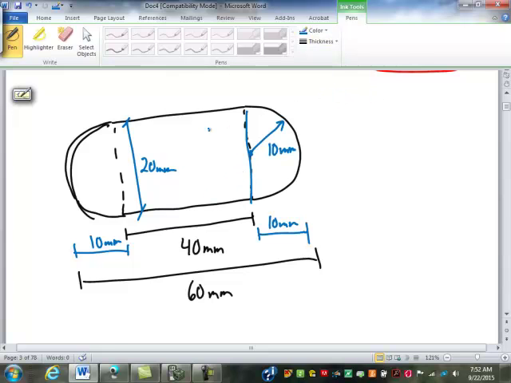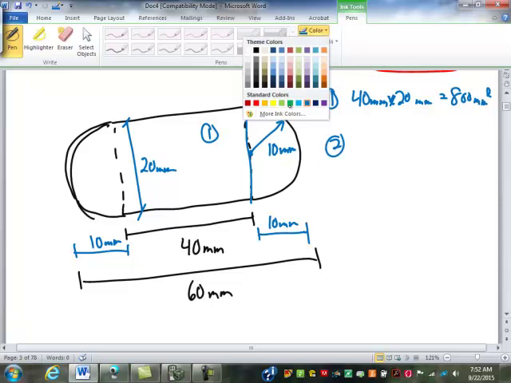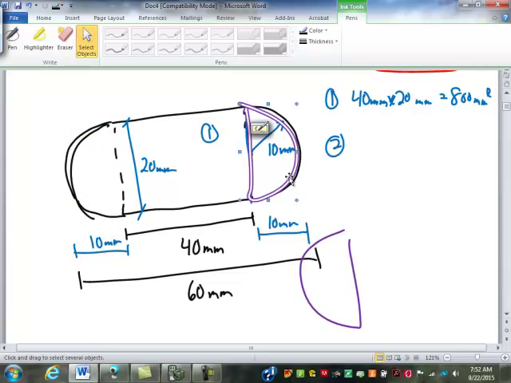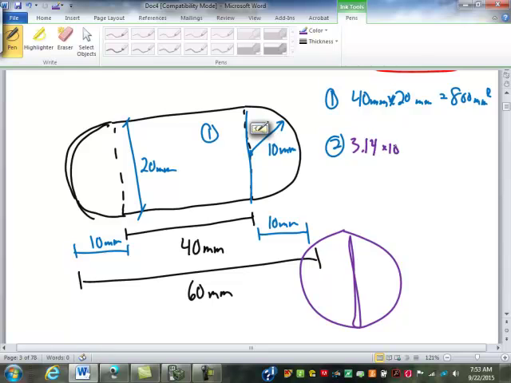So what we have there is a rectangle that is 40 by 20, otherwise known as 800 millimeters squared. And then we have 2 half circles, but if we're creative, we don't have to do 2 half circles. We put them together and make a circle. And that circle area is 3.14 times 10 squared, which is 314 millimeters squared, which gives 1114 millimeters squared.